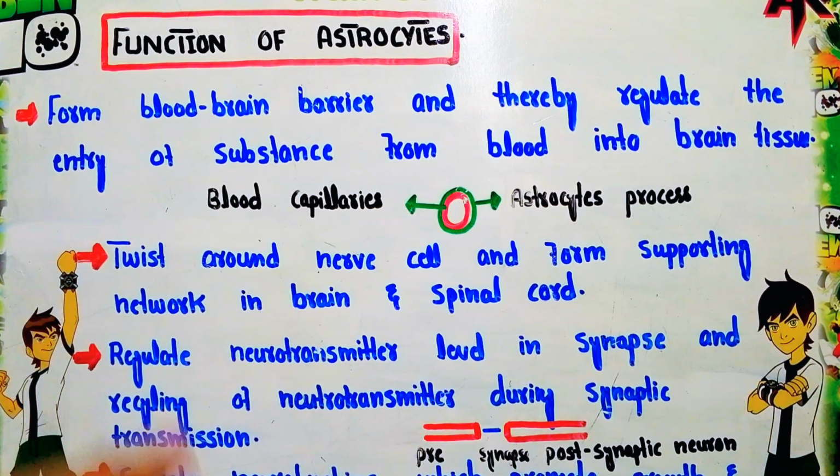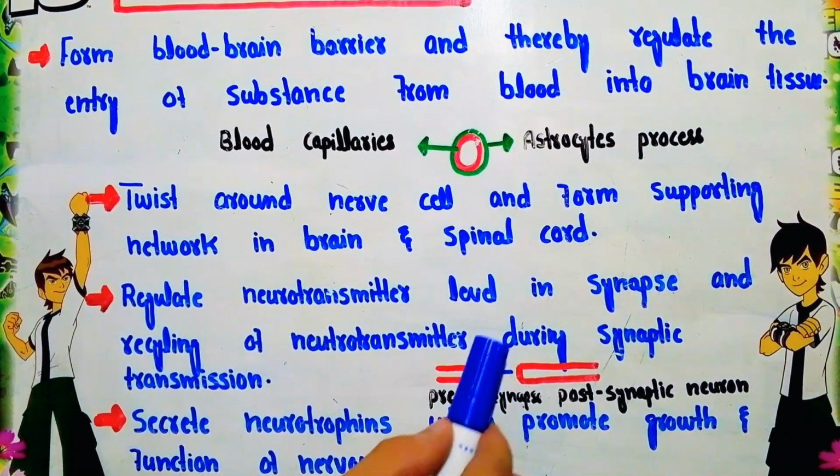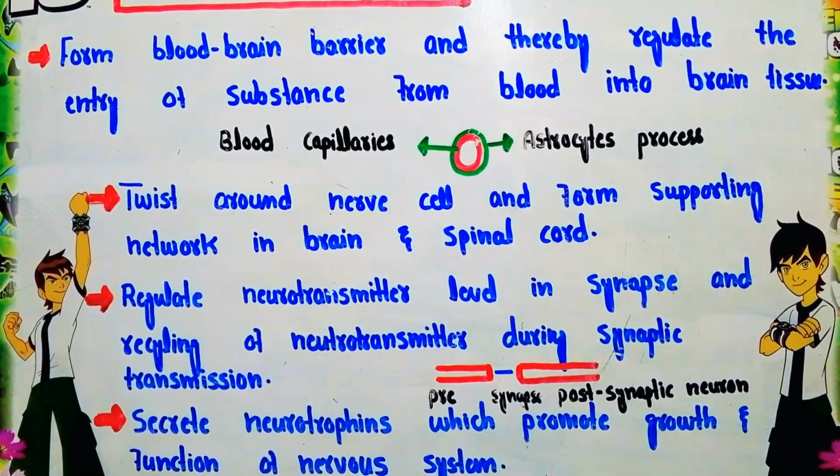So what is the main function of the astrocyte in the nerve impulse? When the message is carried from the presynaptic neuron to the postsynaptic neuron, the neurotransmitter is left in the synaptic cleft after its action. So the recycling of neurotransmitter, and the level of the neurotransmitter, is mainly regulated by these astrocyte cells.